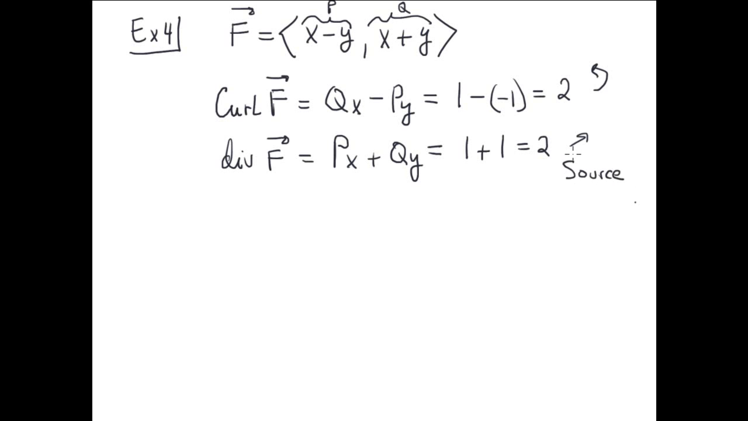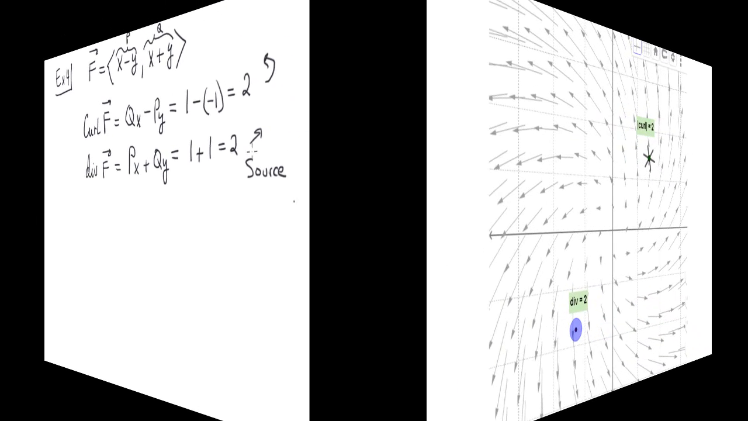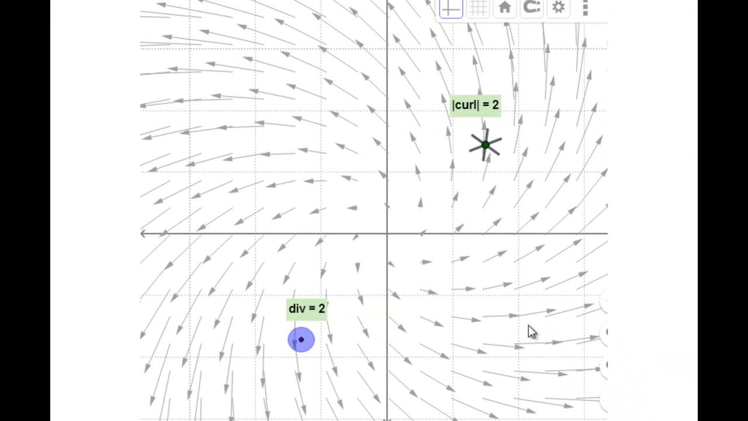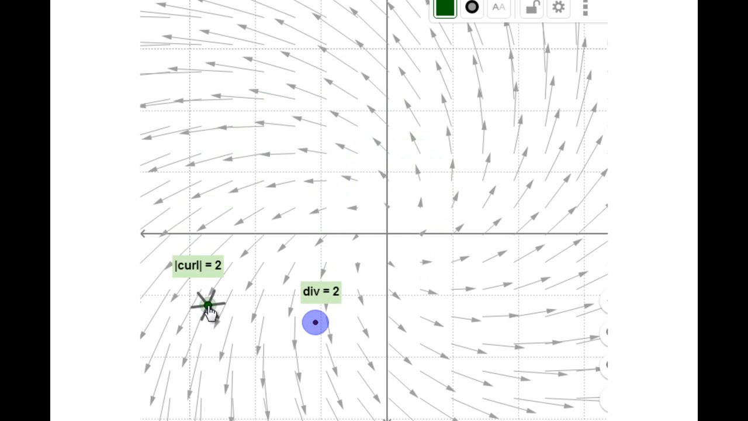Let me show the GeoGebra simulation for this vector field. Okay, in this case, example 4, the divergence is 2 and the curl is 2, independent of the point. Look. And it rotates always counterclockwise. Okay, super fantastic.